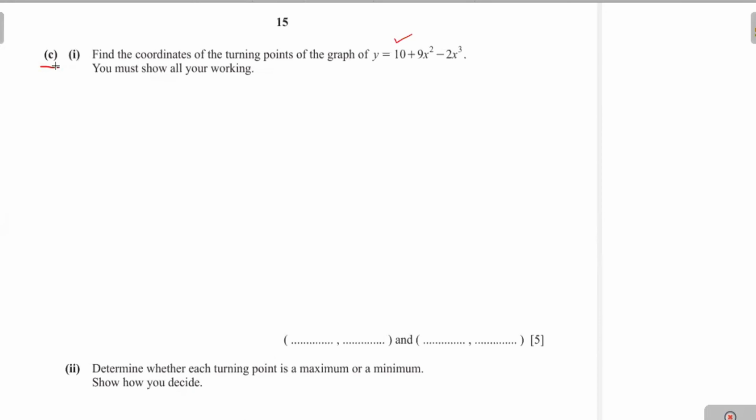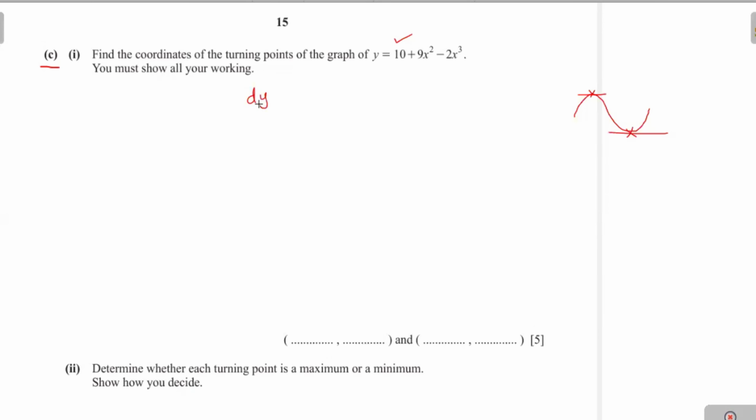First part of part C, find the coordinates of turning points of the graph. You see here, this is the graph. At the turning points, the gradient of tangent is 0. Therefore, if we calculate the gradient of tangent, we can calculate the turning points. The gradient of tangent of any graph, we can calculate by taking the derivative.